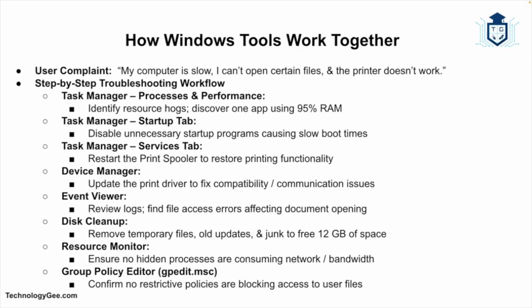Well, here's how you're going to go about solving this. You're going to go to the Task Manager. You're going to check out the processes and performance. You're going to check the CPU and the memory usage, and you're going to go in there and discover that there's a program in there using up 95% of the RAM.